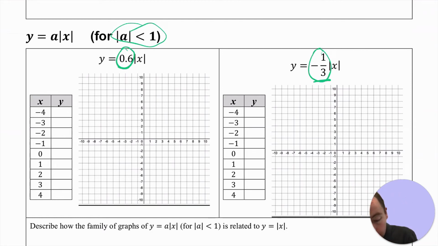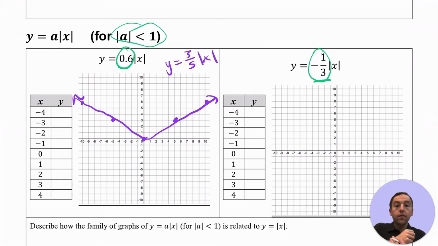So a good way to think about this first equation, y equals 0.6x, is to think about it as y equals 3/5 times the absolute value of x, because 0.6 is the same as the number 3/5. And so if you just go at a slope of 3/5 in both directions, or negative 3/5 in this direction right here, that's going to be the graph of y equals 0.6 absolute value x. It is a little bit more flat compared to just y equals absolute value x.